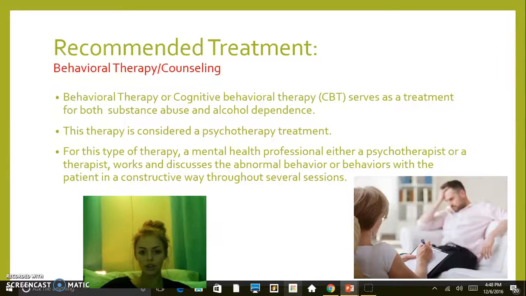So behavioral therapy or cognitive behavioral therapy, CBT, serves as a treatment for both substance abuse and alcohol dependence. This therapy is considered a psychotherapy treatment, and for this type of therapy, a mental health professional, a psychotherapist or a therapist, works and discusses the abnormal behavior or behaviors with the patient in a constructive way throughout several sessions. I say several sessions, but this type of therapy, CBT / behavioral therapy, is typically used short term. It's typically a short term therapy.